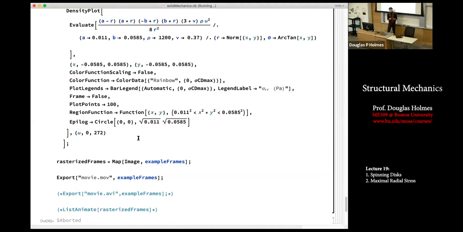So let me ask you a question. I don't think anyone got to the problem in which the disk was not an annulus, but it was a solid disk with no center. What do you think the two boundary conditions are for a disk that has no inner radius to it? So a solid disk, what are the boundary conditions? The stress is zero. So close.